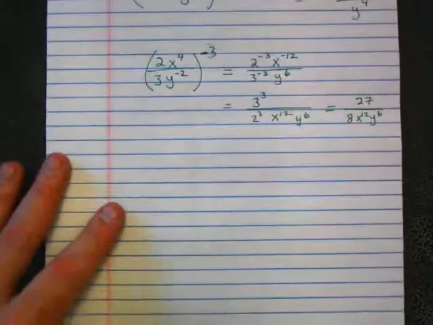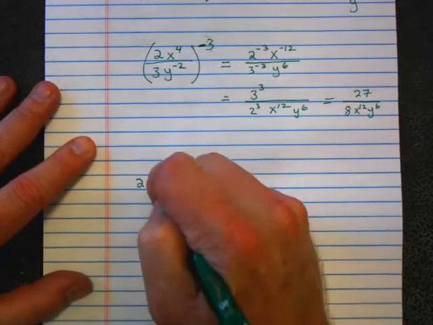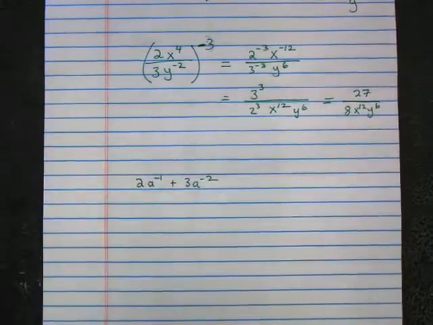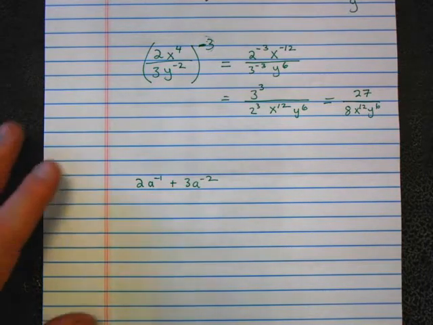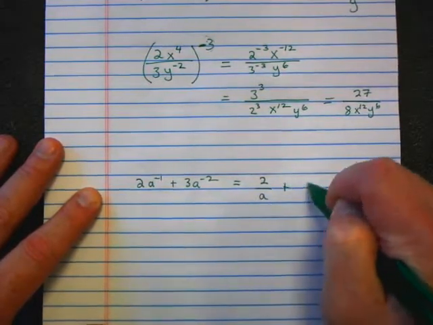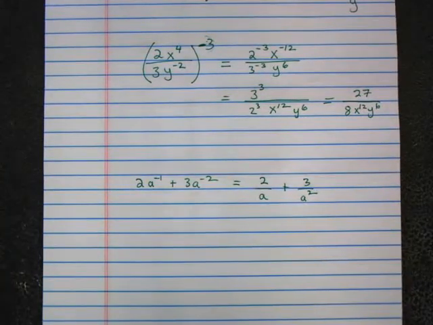All right, what if I give you a mean question? 2a to the negative 1 plus 3a to the negative 2. So you would have 2 times 1 over a, plus 3 times 1 over a squared. So I can just write that as 2 over a plus 3 over a squared. Okay. And then you just multiply the first one by a.